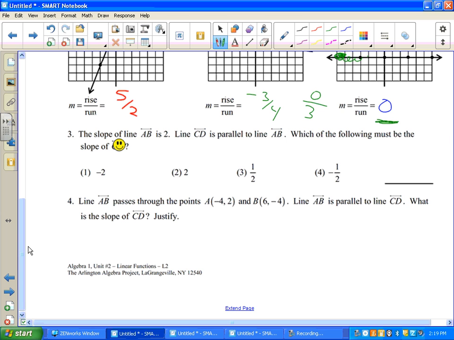Okay. The slope of AB is 2. The line is parallel. So what's the slope of the parallel line? Okay. Anybody and everyone? Very quiet. Let's explain this. It is 2, because parallel lines have the same slope. Ladies and gentlemen, in our notes, right here, we're going to write that this one is perpendicular.